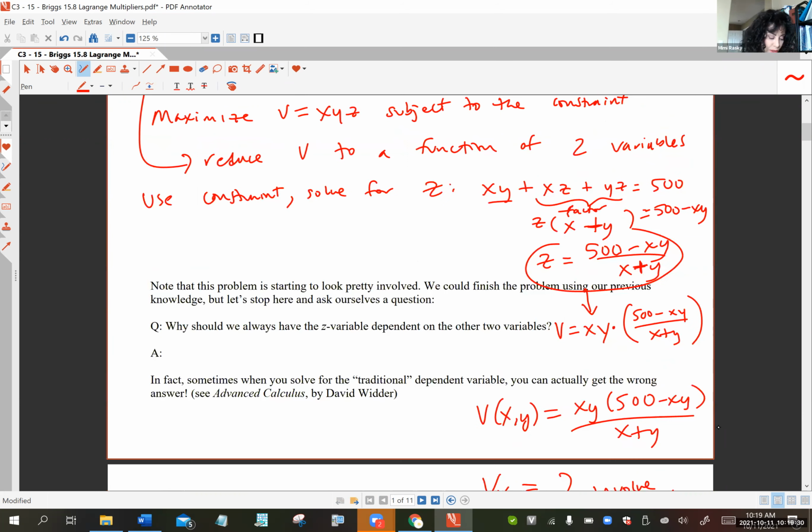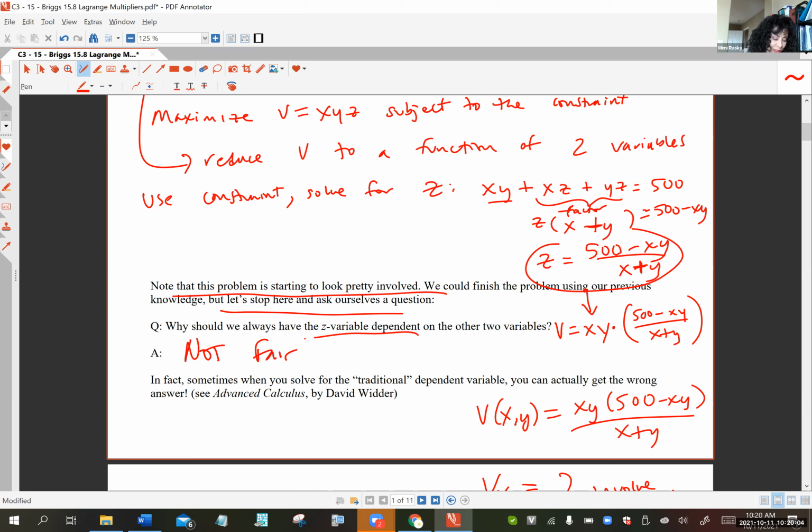Okay, so note this problem is starting to look pretty involved. So we could finish the problem using all our previous knowledge, but let's stop and ask ourselves a question. It's a very good question too. Why is it always that the z has to be dependent on the other 2 variables? What if we reduce the volume function to say, instead of x and y only, y and z only, or x and z only? It always seems we're always killing off the z. That doesn't seem very fair. So I'm going to put not fair.